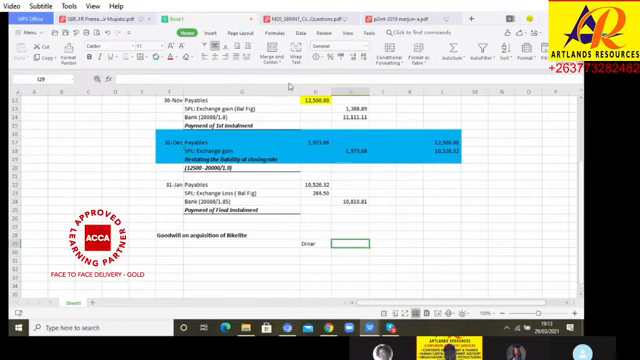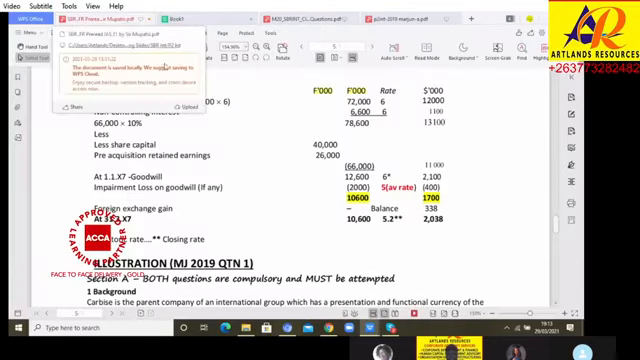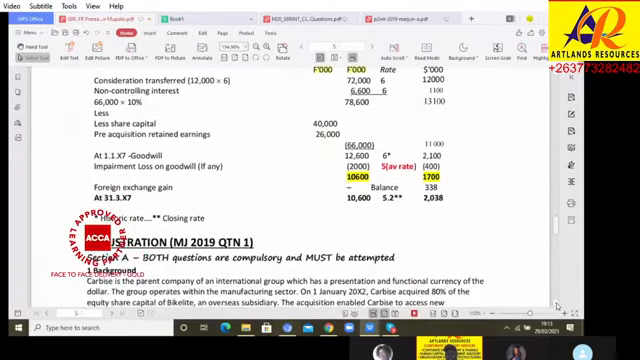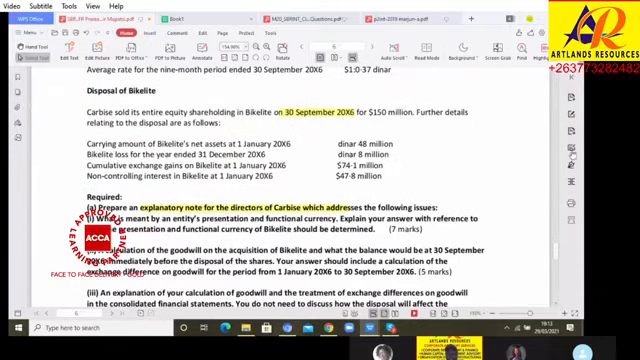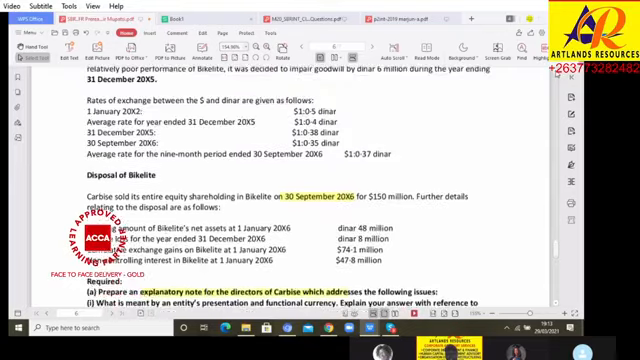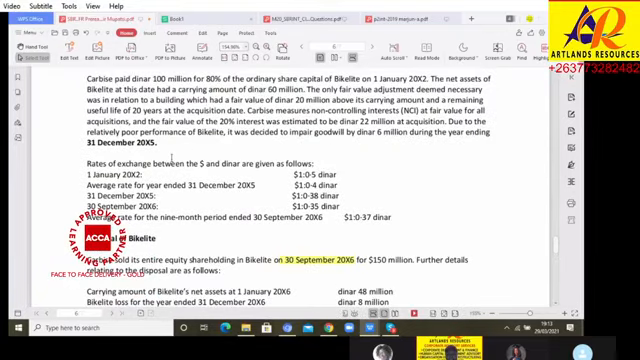Now you may say, if I had gotten the functional currency wrong, how would I know? You can tell from the exchange rates which the examiner has given you. They are all in dinar. This is another hint also. If they give you exchange rates like dollars per dinar, they are giving you a hint that when you are concluding on which one is the functional currency, it is likely to be the dinar, because that's the currency where you are given the exchange rate.